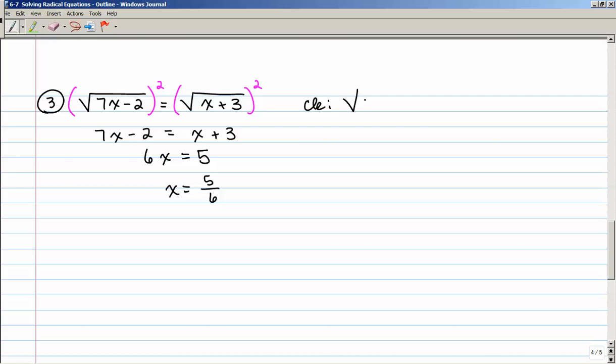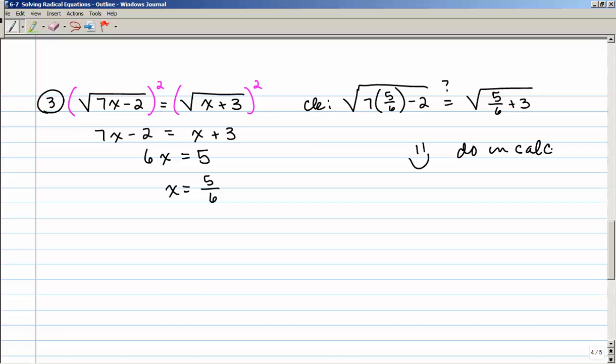So is the square root of 7 times 5/6 minus 2 equal to the square root of 5/6 plus 3? I think the best way to do this is just use your calculator, plug it in. You're going to get a crazy decimal on this side. You're going to get a crazy decimal on this side, and they do end up actually equaling each other. But do this in the calculator to check it.